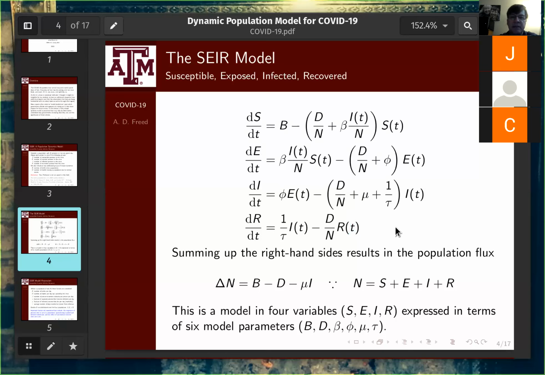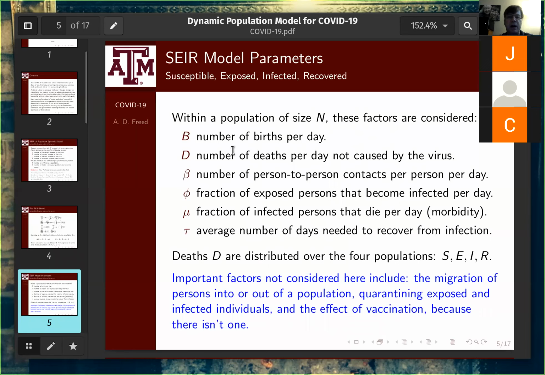So this is the model now. So we have 4 variables, the S, E, I, and R, the susceptible population, the exposed, the infected and the recovered populations collectively. And then we have 6 model parameters. So then the question becomes, what do these 6 model parameters represent?